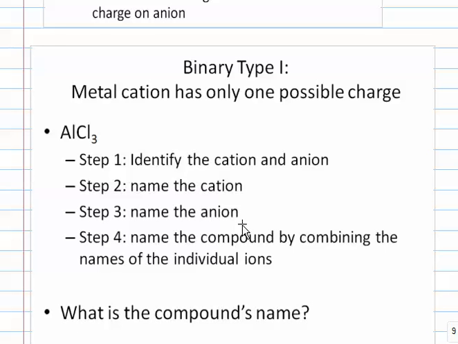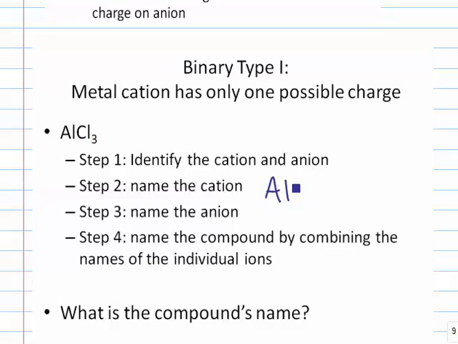This is a metal and a nonmetal in which the metal cation can only have one possible charge, like those main group elements. So let's take AlCl3 as an example. Here we are going to identify the cation and the anion. The cation in this case is aluminum, and it has a formula of Al3+. We have 1 aluminum and 3 chlorides. So again, when we name cations, we simply name that cation as its parent element. So the aluminum 3+, Al3+, we simply call aluminum.